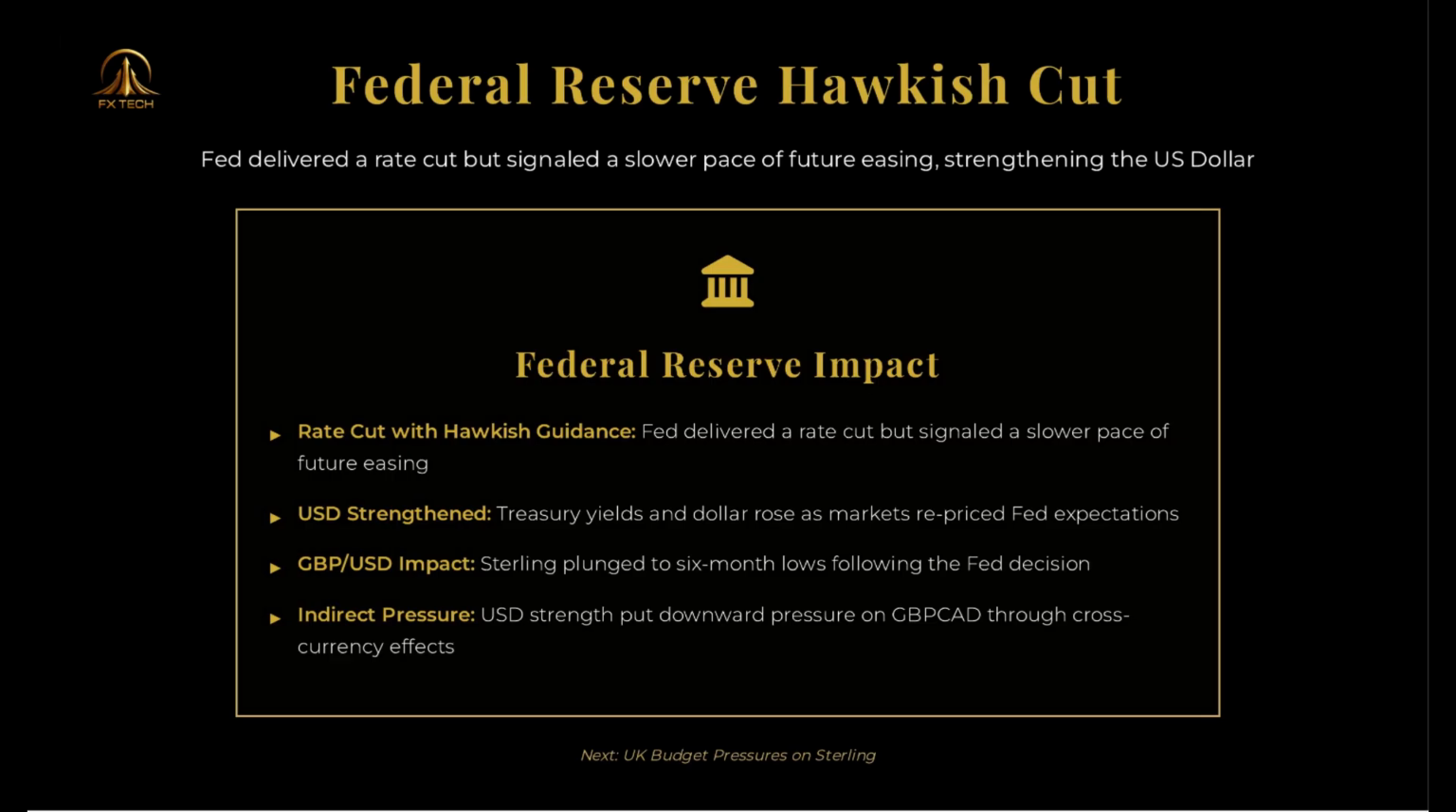The strengthening dollar had a cascading effect on other currencies, with sterling plunging to 6-month lows against the USD. This USD strength created indirect downward pressure on GBPCAD through cross-currency dynamics, as GBP weakness against the dollar translated into broader sterling weakness across the board. The Fed's hawkish stance became a key headwind for the British pound during this period.